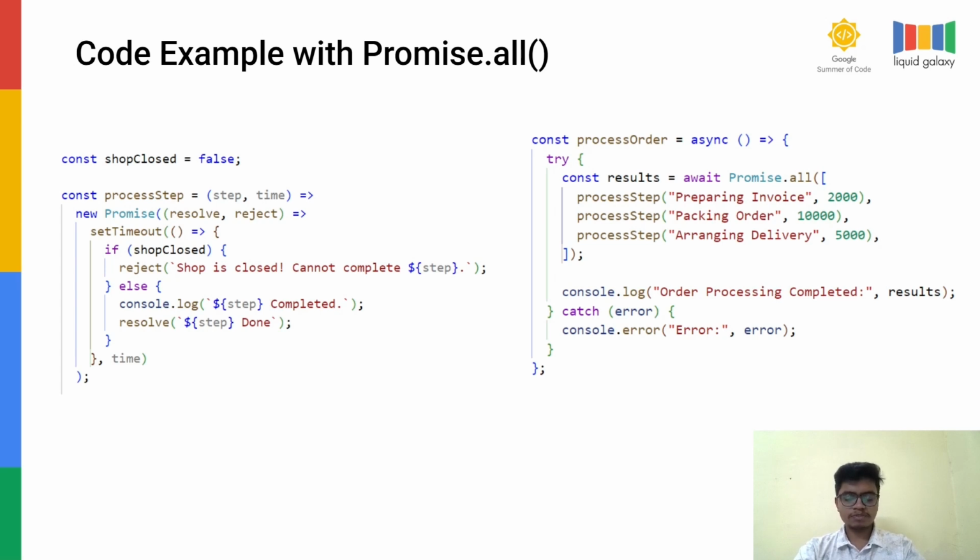So after 10 seconds of time, all three promises are resolved, and after 10 seconds, only then the result will resolve successfully. And in the meantime, if any one of the promises got rejected with an error, then the entire result will give an error. Okay, so it will go to the console.error part, the catch part.